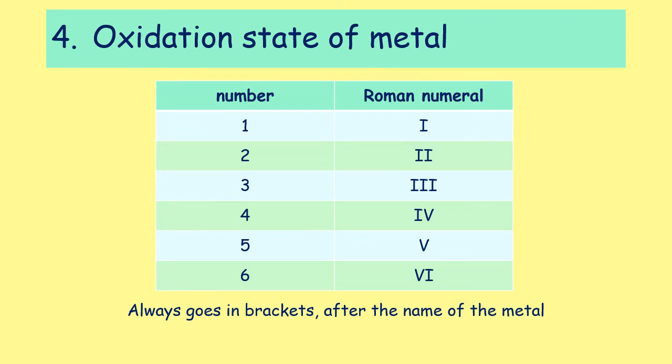Fourth part, oxidation state of the metal. So you know the rules for working out the oxidation number. The overall charge of the complex is equal to the individual oxidation states or charges of everything inside of it. So you can use that to work out the charge on the metal, and you'll just use your Roman numerals. The Roman numerals always go in a rounded bracket after the name of the metal. So copper(II) or ferrate(III).